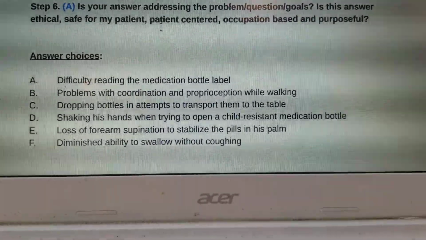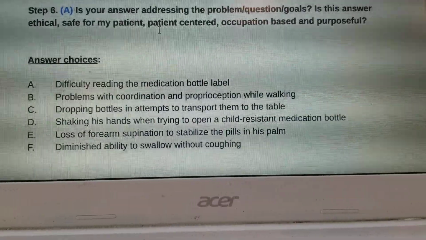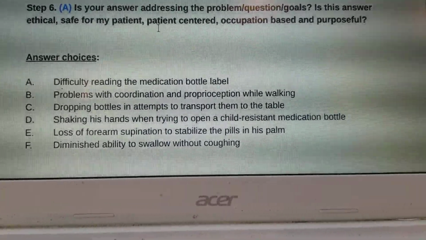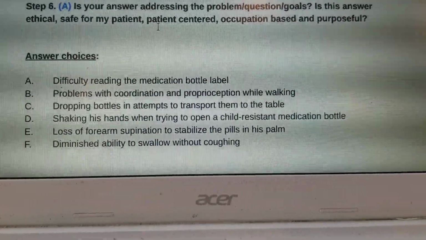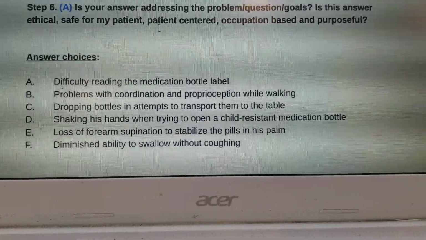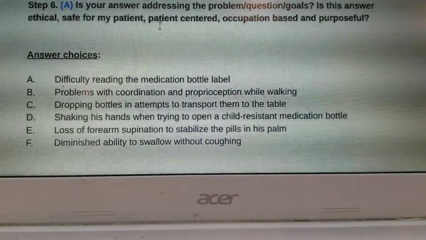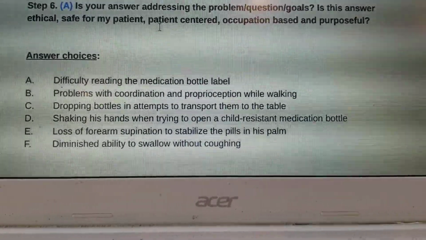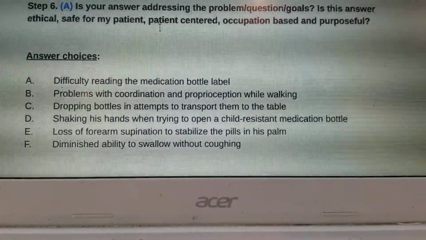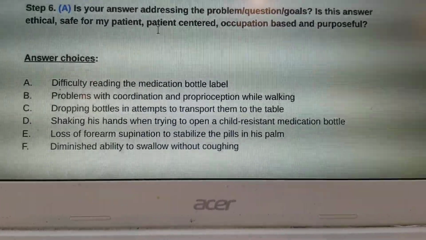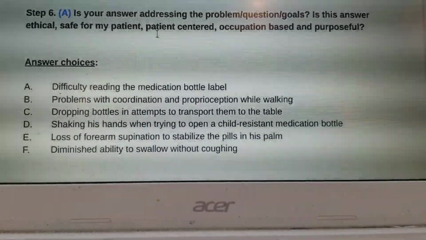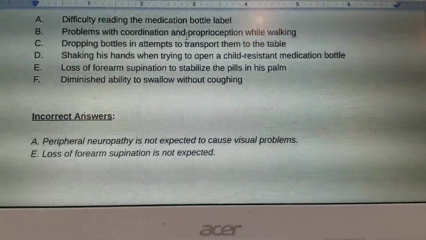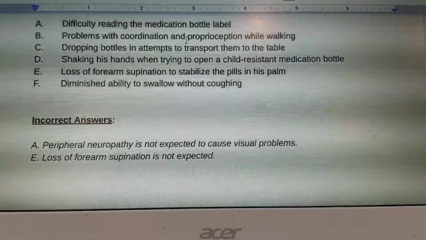The answer choices are A, difficulty reading the medication bottle label, B, problems with coordination and proprioception while walking, C, dropping bottles in attempts to transport them to the table, D, shaking his hands when trying to open a child-resistant medication bottle, E, loss of forearm supination to stabilize the pills in his palm, F, diminished ability to swallow without coughing. So now we're going to get to the answer choices that we know are incorrect, such as A.